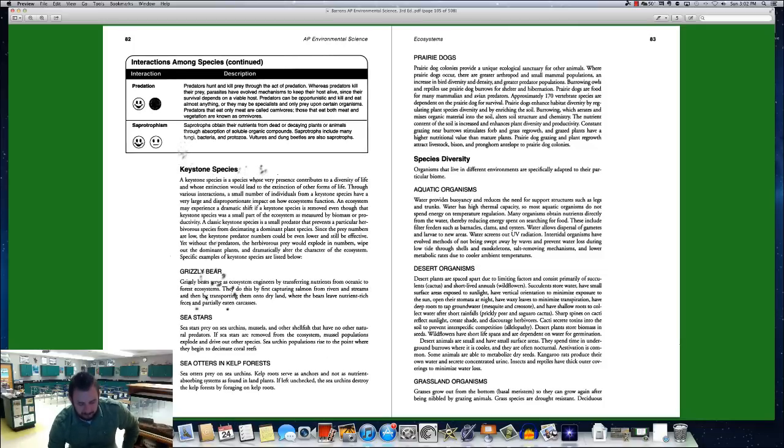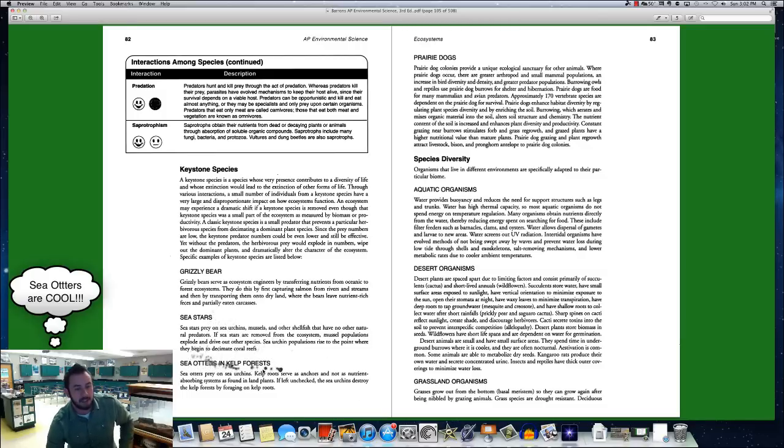There is a removal of the grizzly bear and the prairie dogs in the 5th edition, so they only focus on sea stars and sea otters. So if I were to study those, I'd study these two the most. Sea stars prey on sea urchins, mussels, and other shellfish that have no natural predators. If sea stars were removed from the ecosystem, those mussel populations would explode, driving out other species. So sea urchin populations rise to the point where they begin to decimate coral reefs, and then you lose another habitat. So those sea stars are very vital.